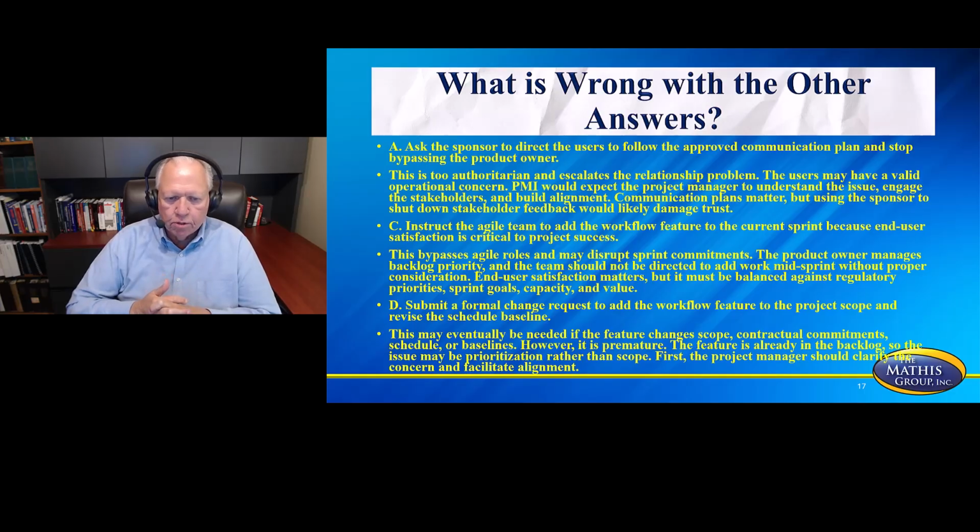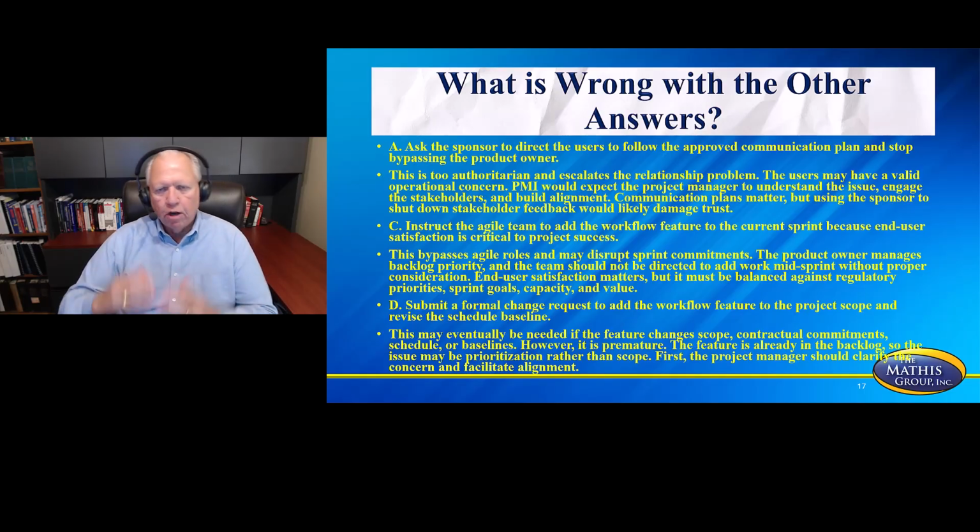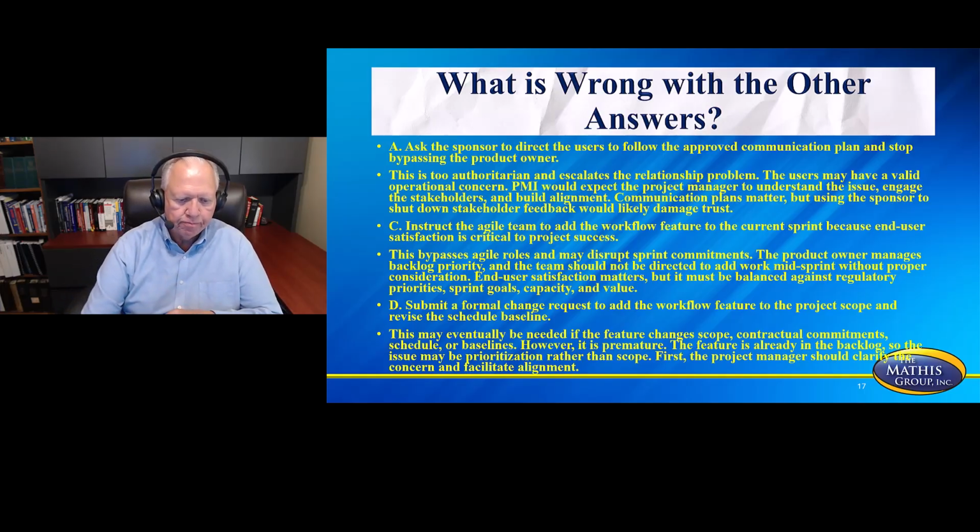On D, submit a formal change request to add the workflow feature to the project scope and revise the schedule baseline. This may eventually be needed if the feature changes scope, contractual commitments, schedule, or baselines. However, it is premature. The feature is already in the backlog, so the issue may be prioritization rather than scope. First, the project manager should clarify the concern and then facilitate the alignment. So I hope that gives you a little bit of input there on what to do with your test questions and why you'll rule some things out and rule some things in.